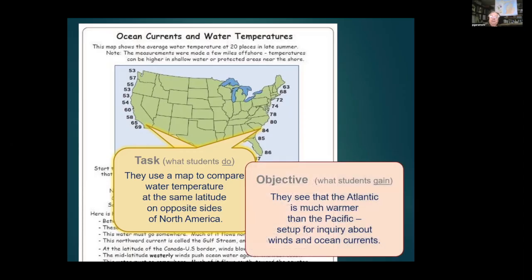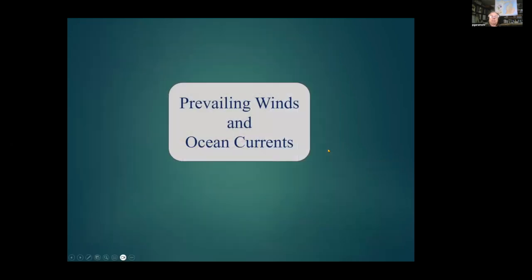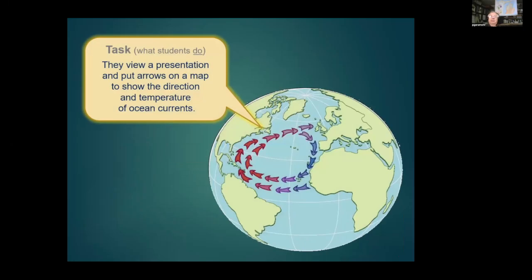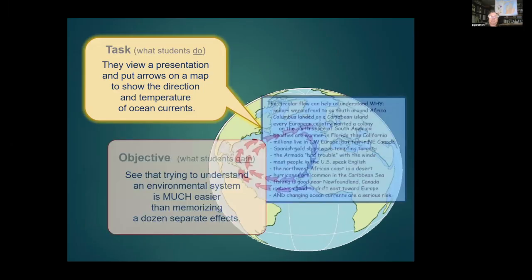And when you see that the Atlantic is much warmer, that basically is a setup for an inquiry about winds and ocean currents. Or you could go straight to the activity on winds and ocean currents. In this one, what they do is they watch a presentation and they put arrows on a map to show the direction of these ocean currents. And we give them a copy of this exact map. So they're basically transferring this information here.